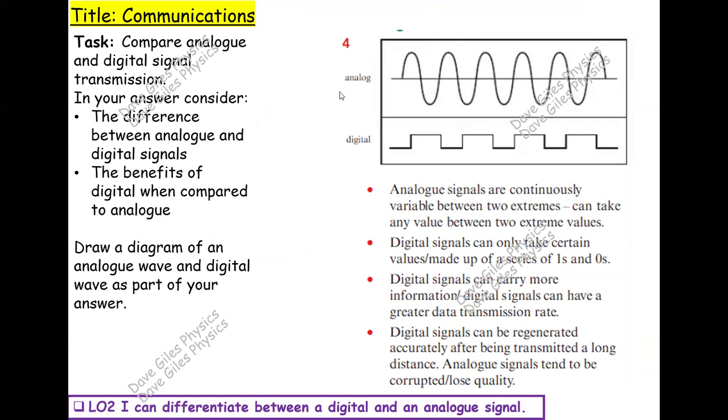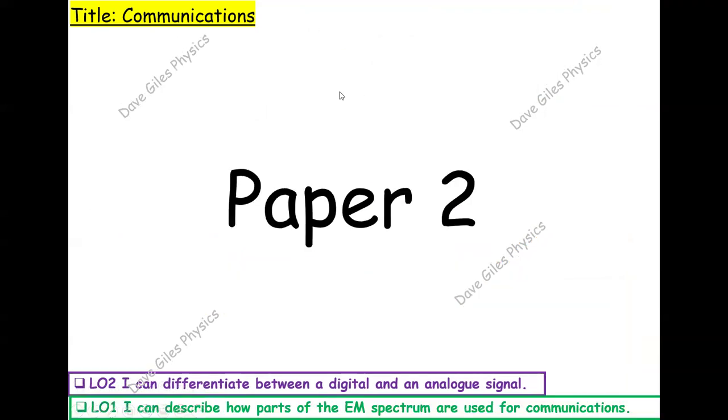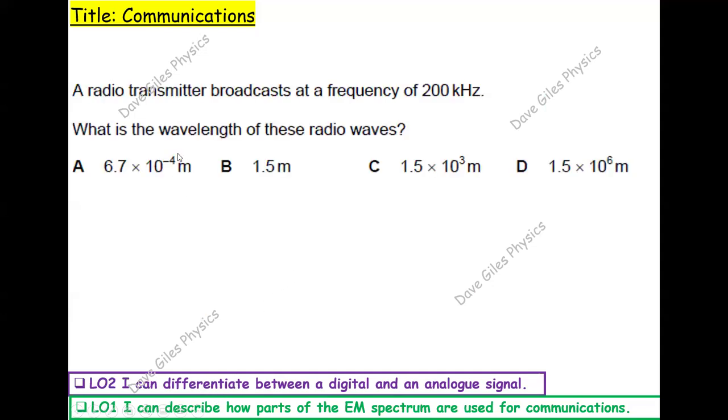Okay, let's have a look at some paper 2 questions on both of today's learning objectives: describing how parts of the EM spectrum are used for communication, and differentiating between analog and digital signals. A transmitter broadcasts at a frequency of 200 kilohertz. What is the wavelength of these radio waves?